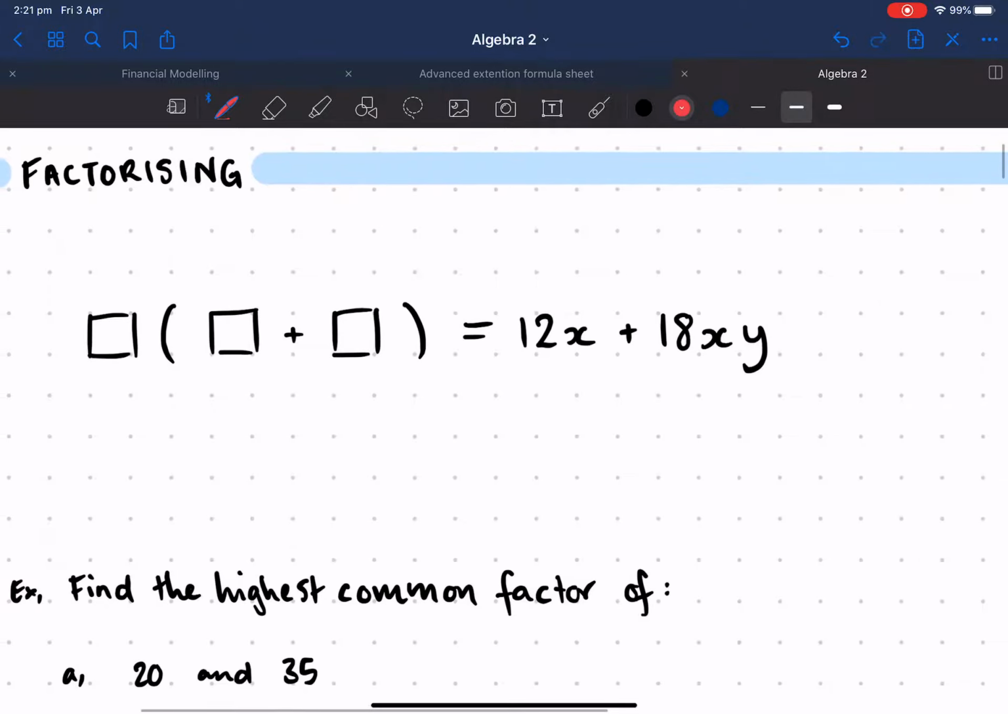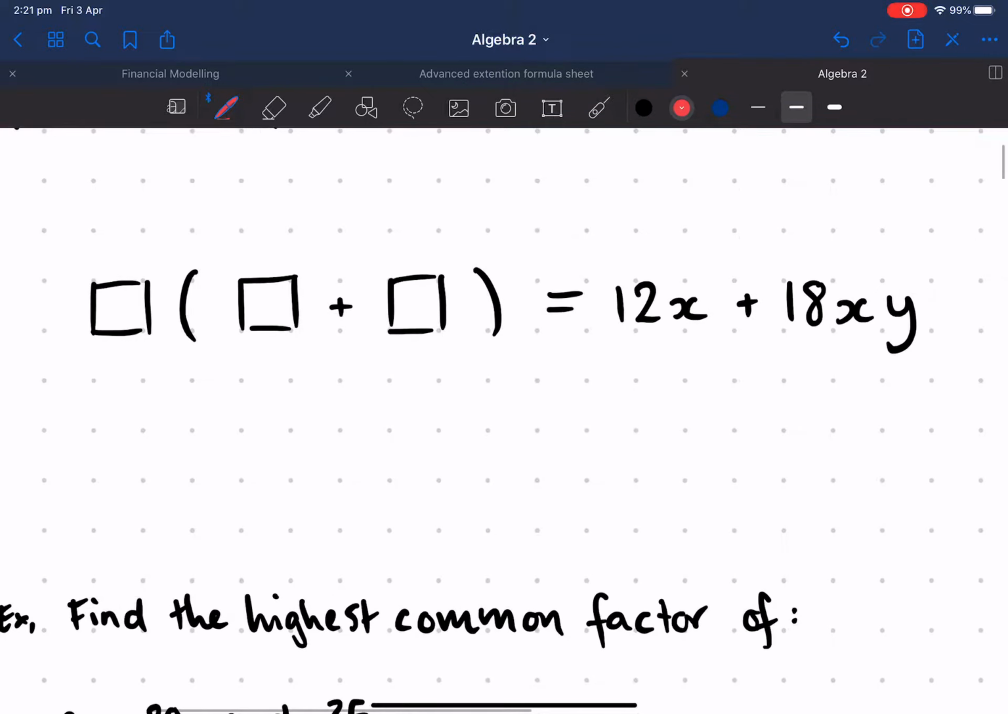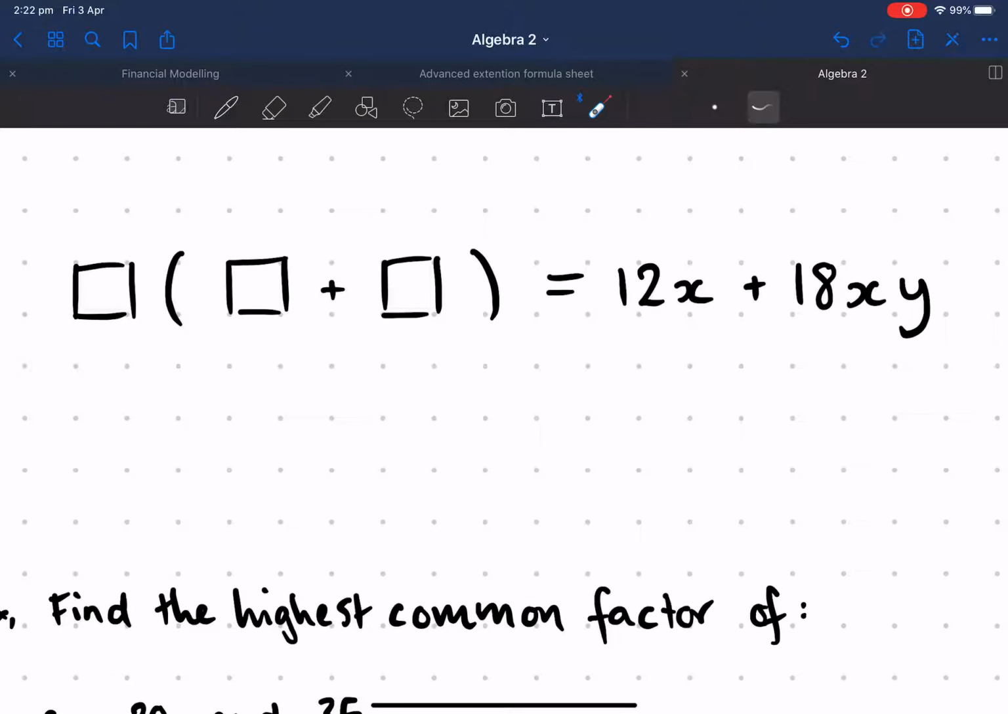Okay, so for this first kind of puzzly example here, I'm going to get you to work in reverse. What I want you to look at is our answer here. And I want you to think, well, what numbers and pronumerals, being letters, is going to go into both 12x and 18xy. So the way that I like to think about it, I always start with the biggest number first. So we're looking for the biggest number that goes into both 12 and 18 nicely.